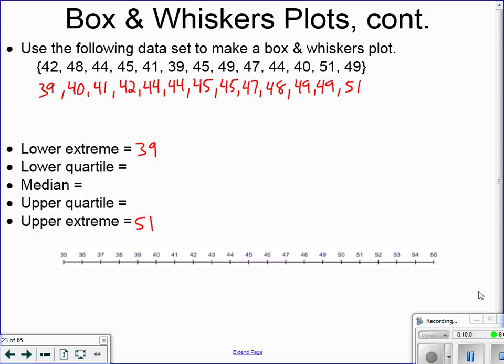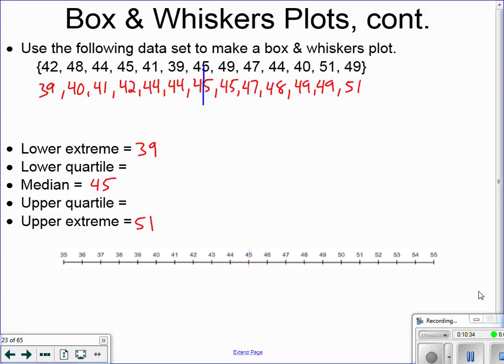Now what I need to do is find the median. Now in this case, we get lucky again, and the median happens to be this 45 right here. Okay, and you'll notice we have 1, 2, 3, 4, 5, 6 numbers below the median, and we have 1, 2, 3, 4, 5, 6 numbers above the median. Okay, so we know our median here is 45.